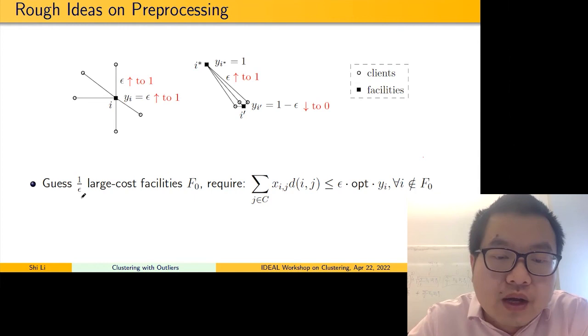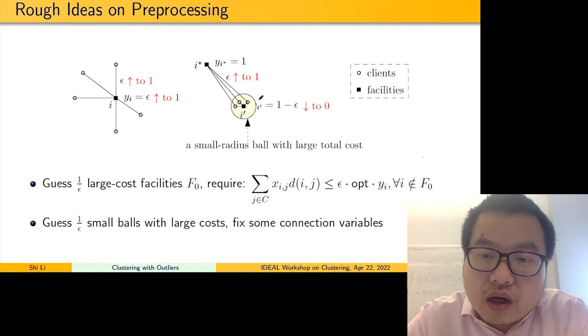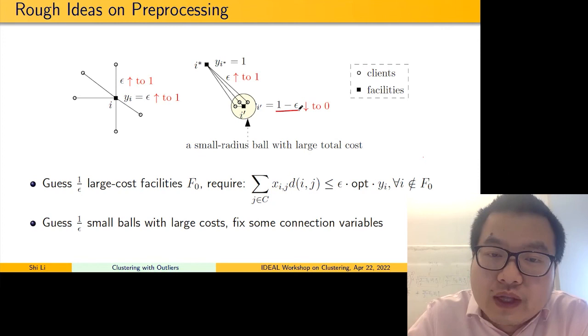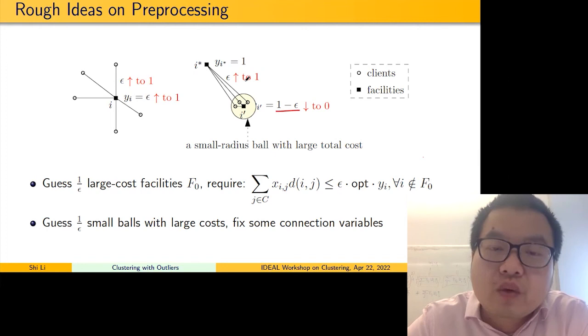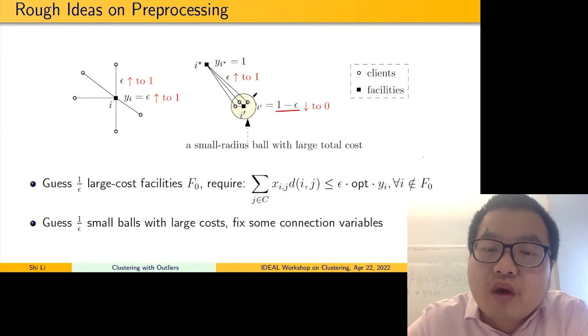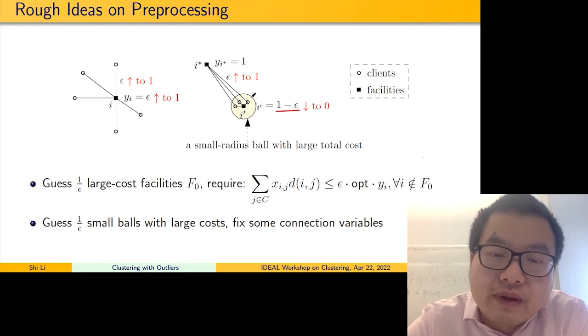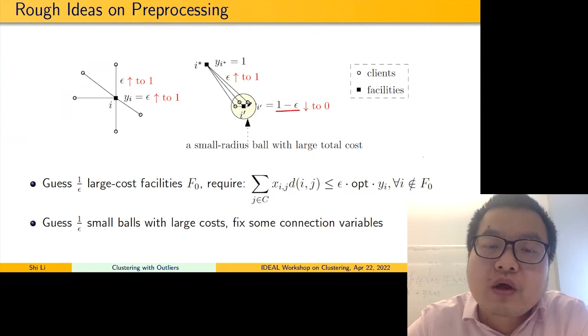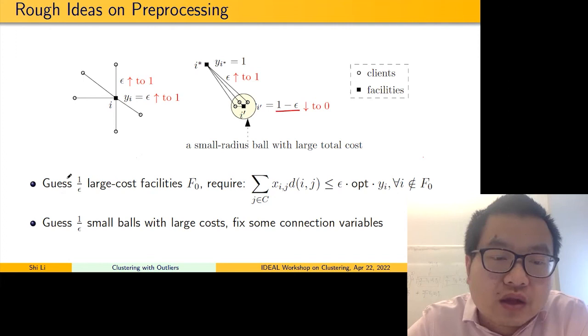And the second case is we may need to decrease this value from 1 minus epsilon to 0. And those connections will increase from epsilon to 1, which may incur a bigger cost. But if this happens, then we can find a small radius ball, and the cost of this ball in the optimal solution is huge. If this happens again, we just fix the connections of those clients and fix them in the LP, we focus on the remaining instance. So what we do in the pre-processing is we guess order 1/epsilon events, and under the condition that those events happen, we have a good instance.